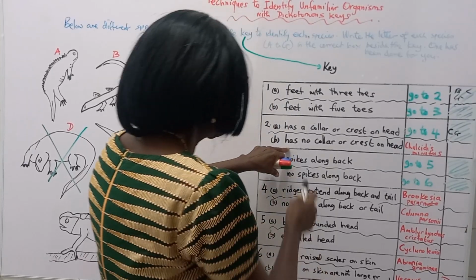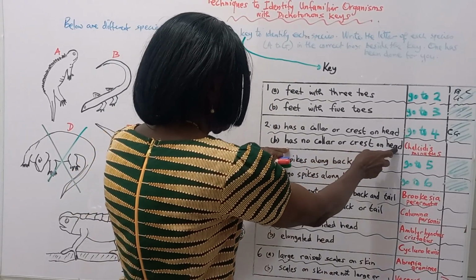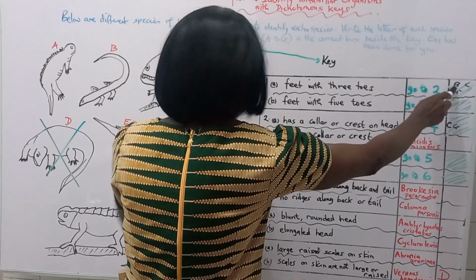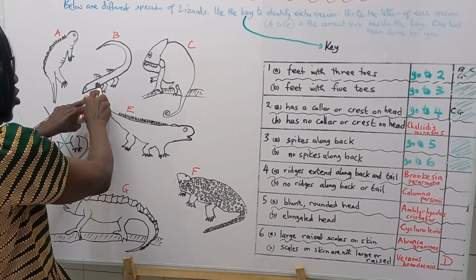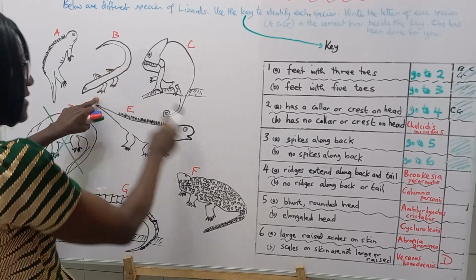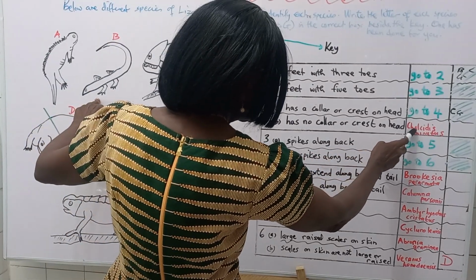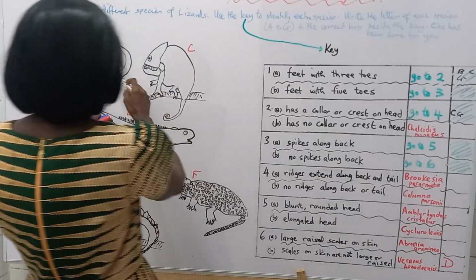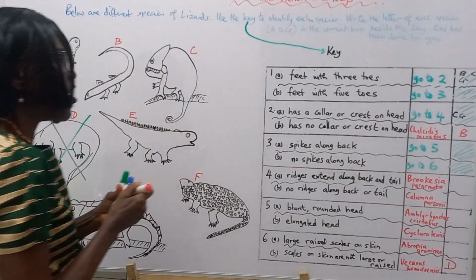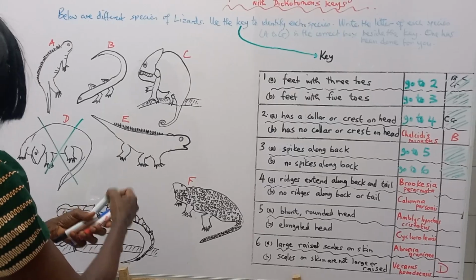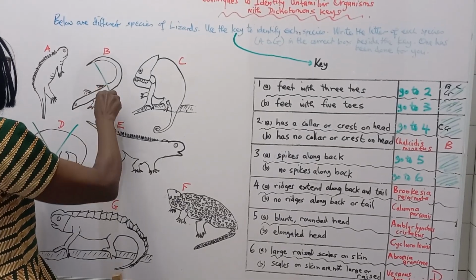And then has no collar or crest on head. You see, B, C, G. B is therefore the one that doesn't have, look here. B has no collar or crest on head. And it's been told that it is Chalcides minutus. So what we write here, the key is B. So on your rough paper, you have also stricken out B.